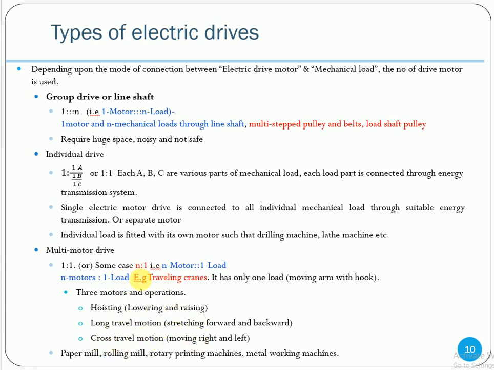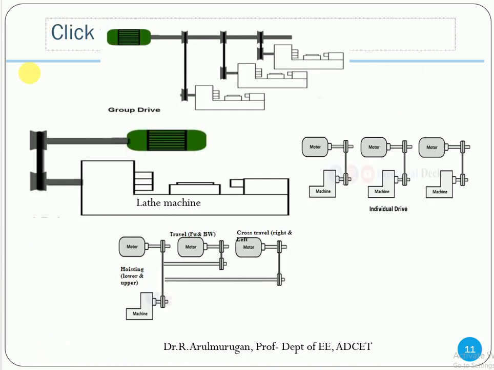Okay, but what about the load? It is the hook. That hook goes to carry the boiler. So that is about the multi-motor drive and the corresponding applications. You can see the diagrams. So this is a diagram of the group drive system.